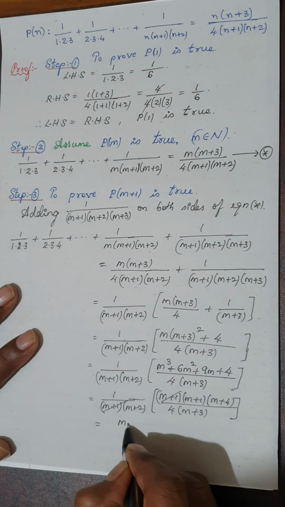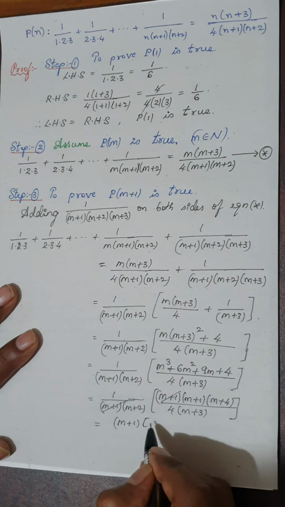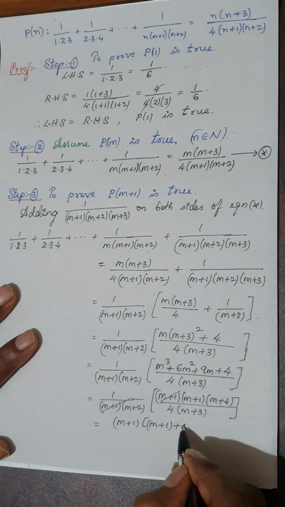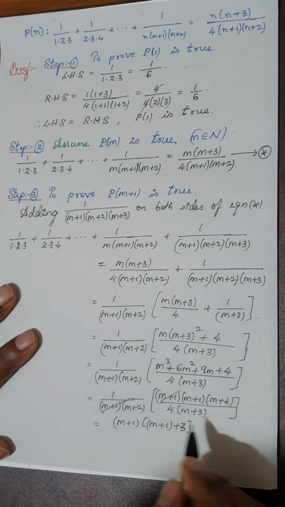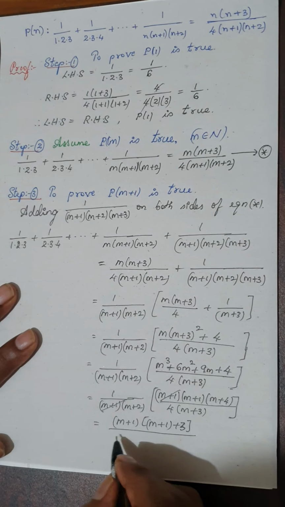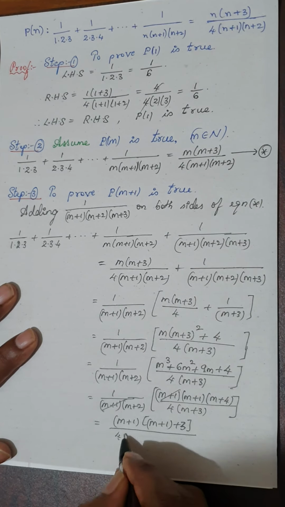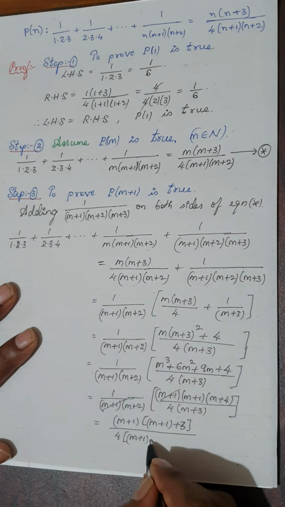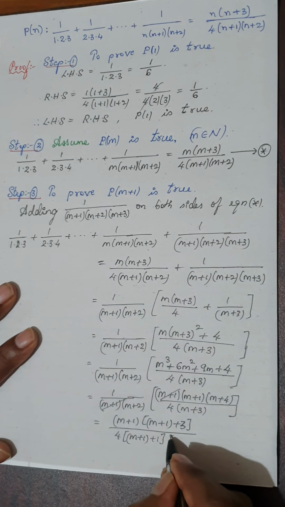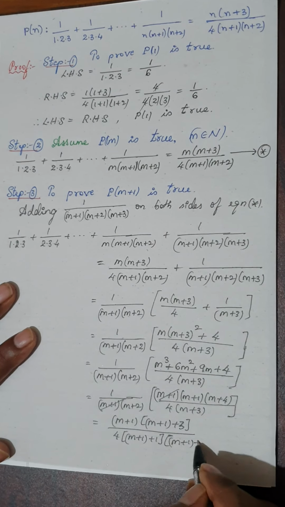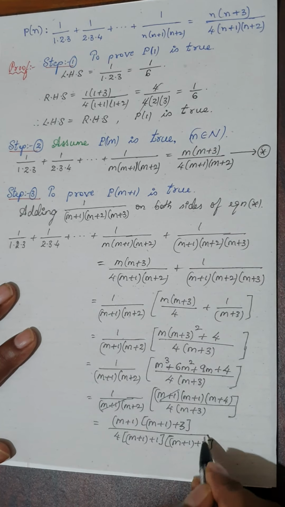So I'm going to write this as m plus 1 into m plus 4. I will write it as m plus 1 plus 3, divided by, what is left over here? Let me write this constant 4 first. This m plus 2 I'm going to write as m plus 1 plus 1. Similarly, m plus 3 can be written as m plus 1 plus 2, as we usually write it.